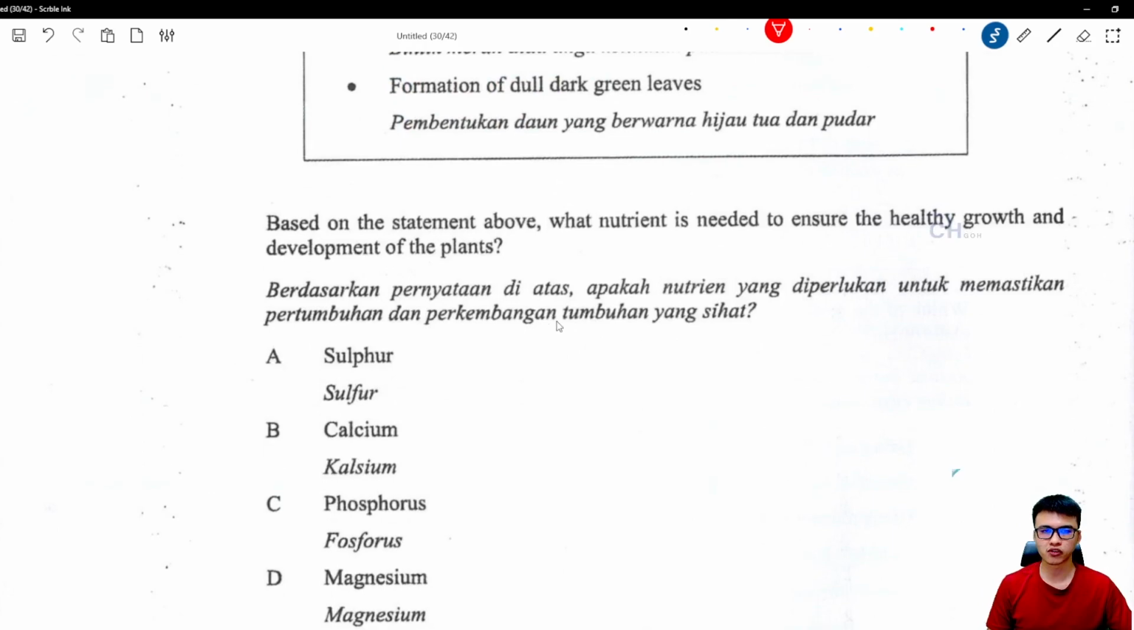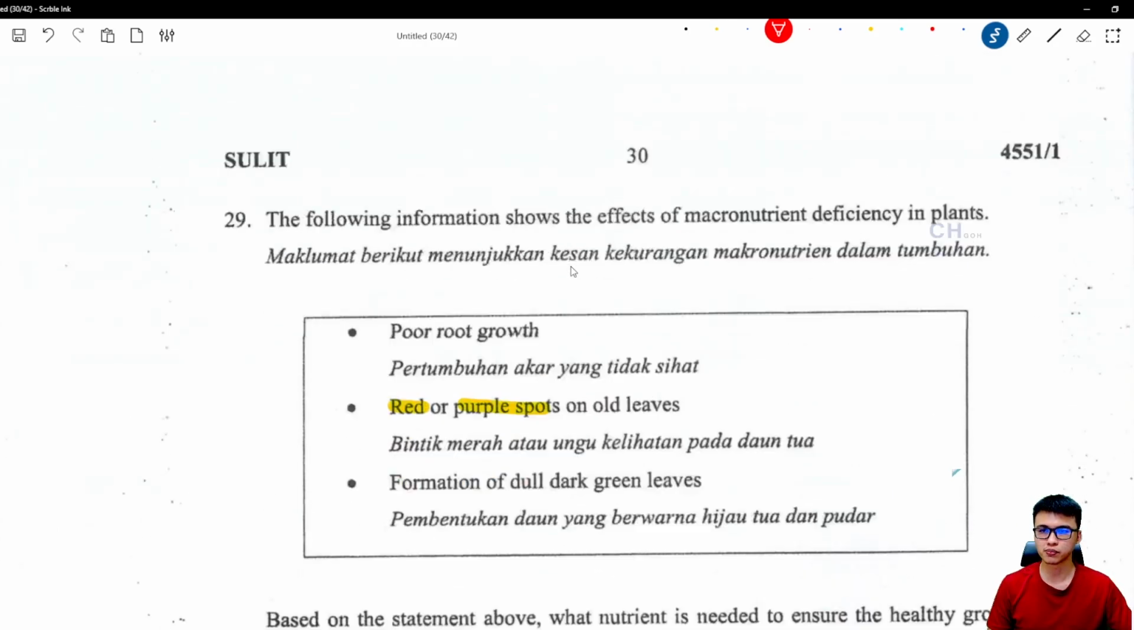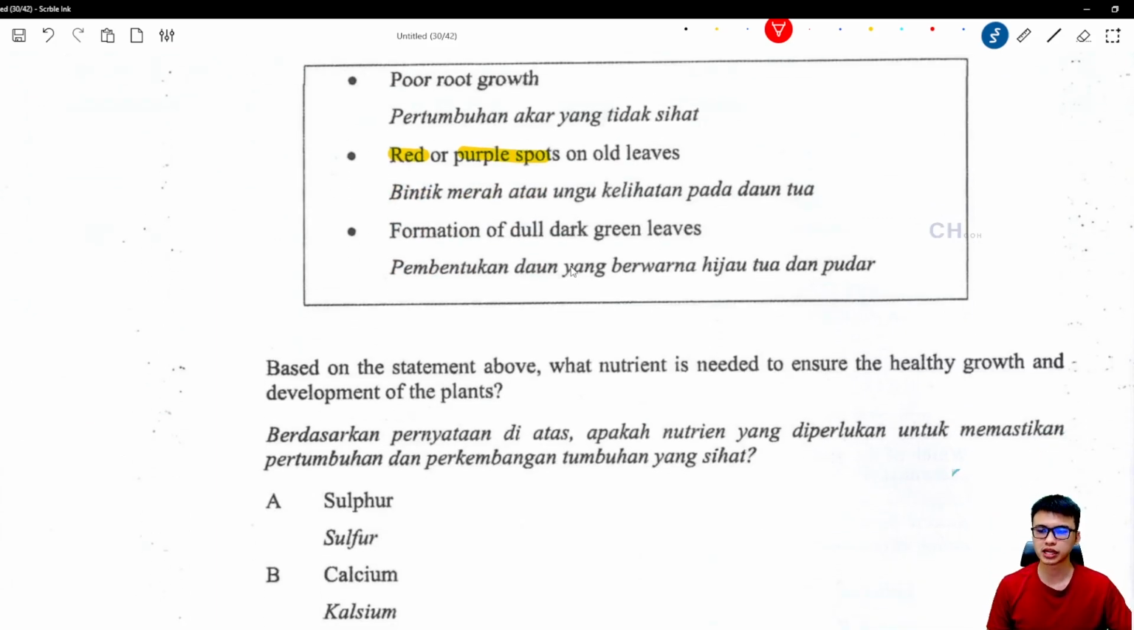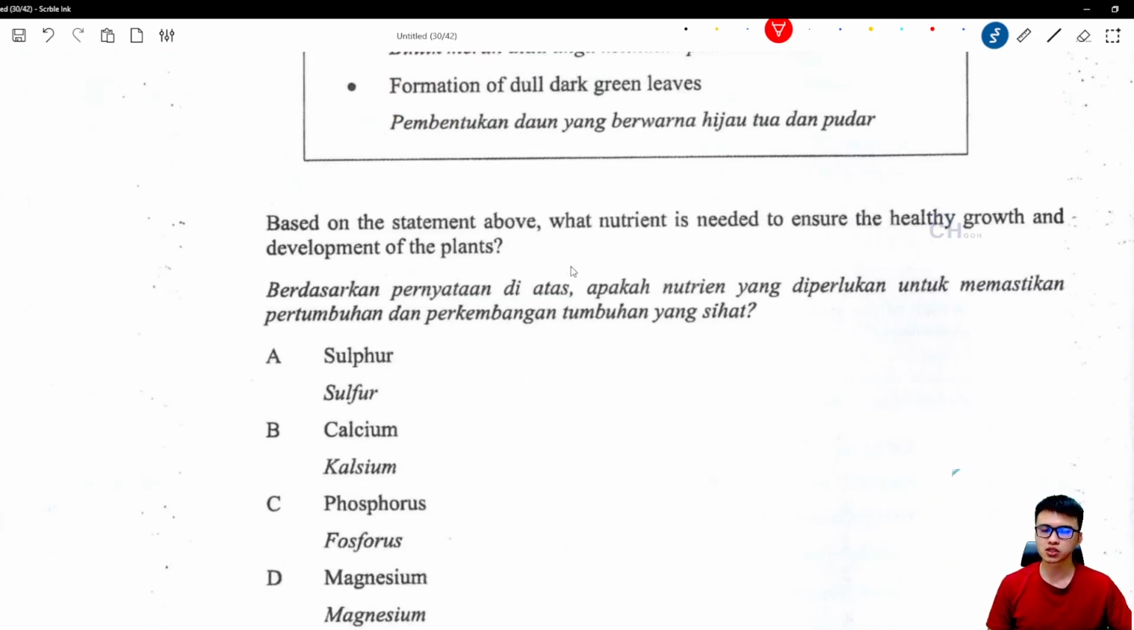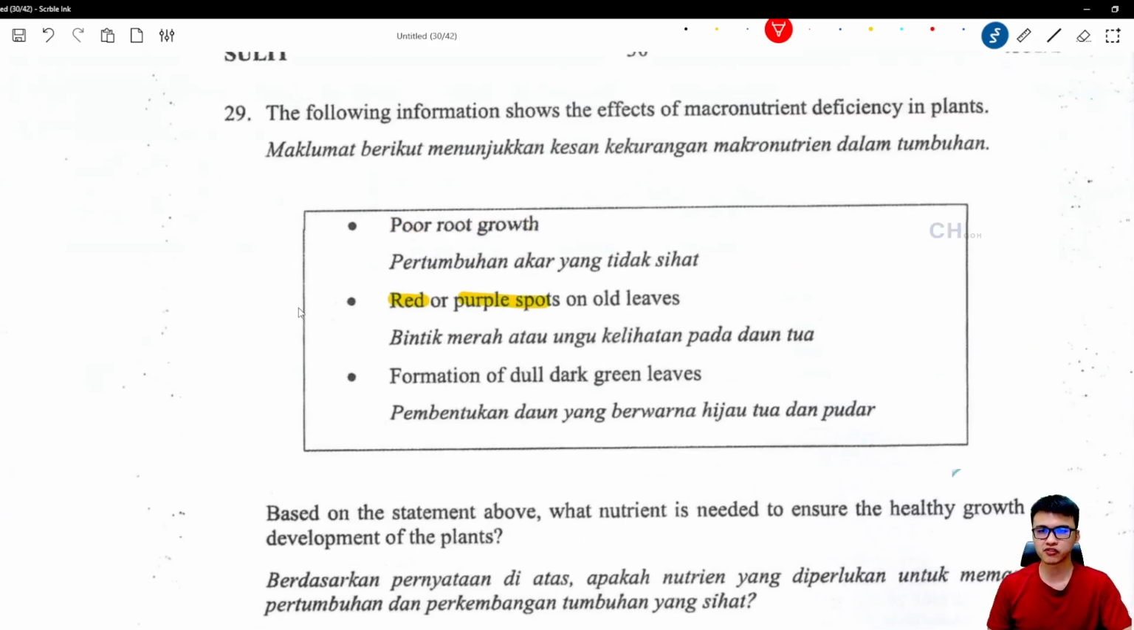Which of the nutrients is needed to ensure the healthy growth of the plants? Question 29. So the answer here should be phosphorus, because without the phosphorus, they will give a red and purple spot on the old leaf.